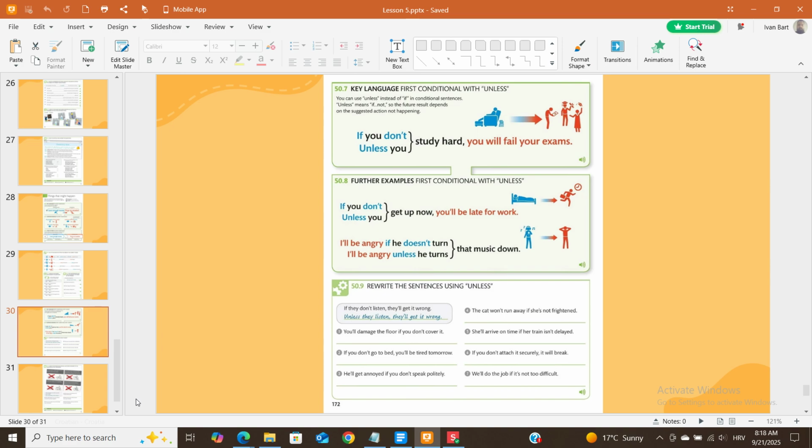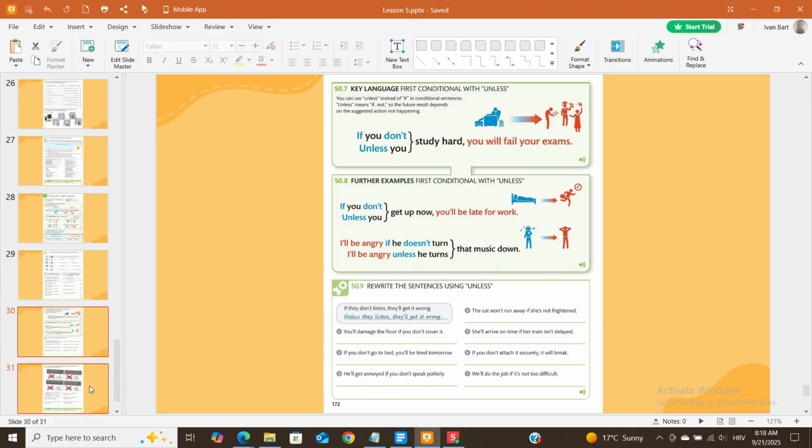50.9 Rewrite the sentences using unless. If they don't listen, they'll get it wrong. Unless they listen, they'll get it wrong. You'll damage the floor if you don't cover it. If you don't go to bed, you'll be tired tomorrow. He'll get annoyed if you don't speak politely. The cat won't run away if she's not frightened. She'll arrive on time if her train isn't delayed. If you don't attach it securely, it will break. We'll do the job if it's not too difficult.